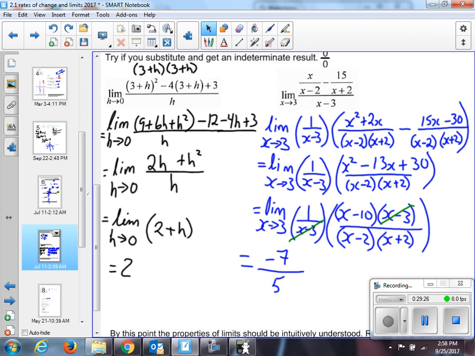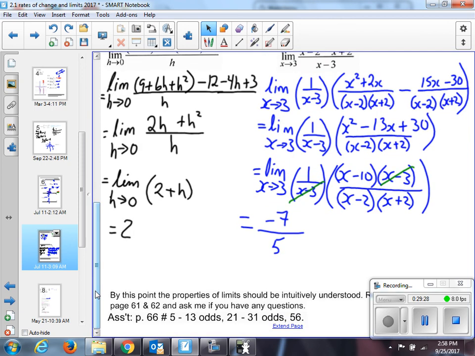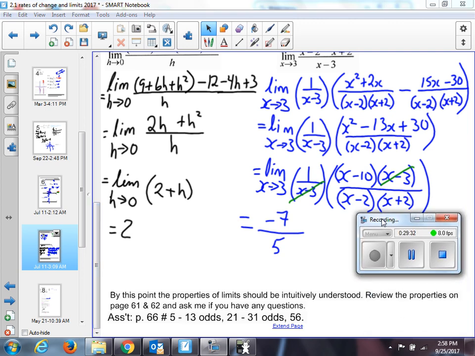Now, try these assignment questions. I'll just take a look here. And as I mentioned here, by this point, 3 parts in, properties of limits should be intuitively understood, but we're going to look at the properties on page 61 and 62 and ask if you have any questions, but maybe we'll save that till after the test. More about that later. Test.